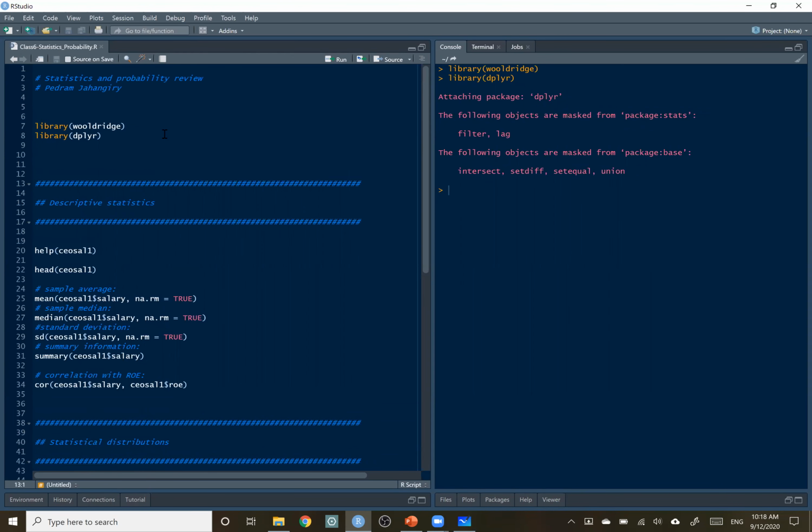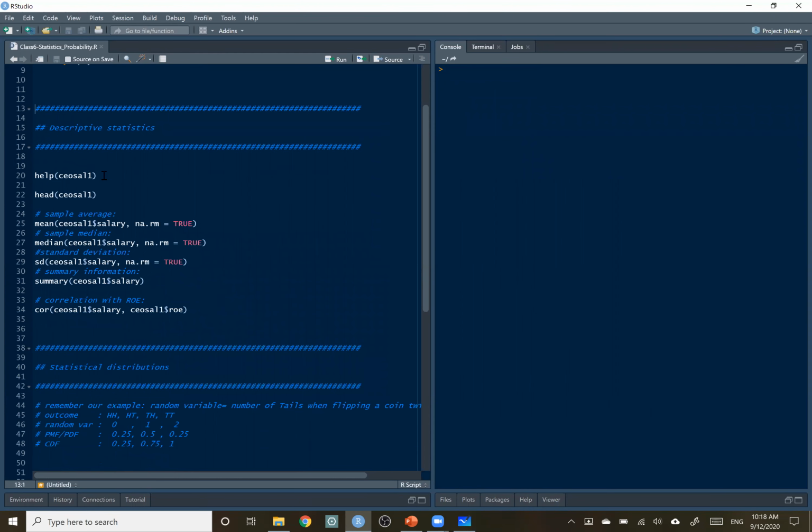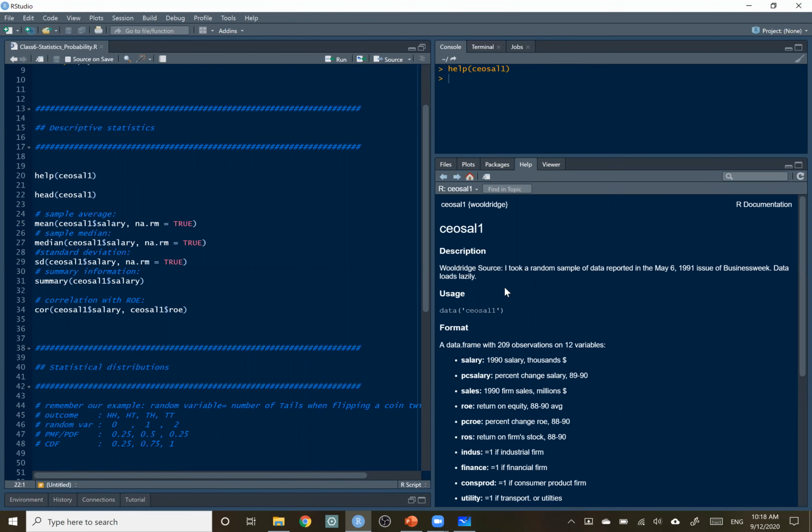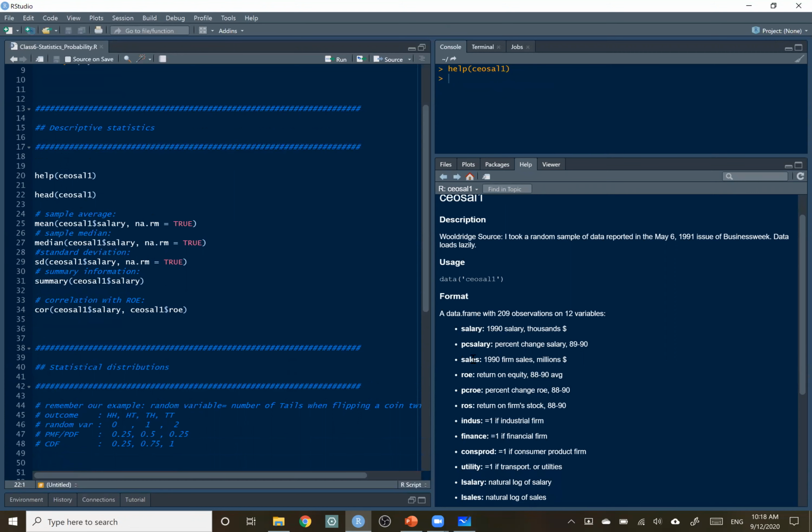All right, so let's quickly load these couple of libraries. I already loaded them, so let's load them again. There's library wooldridge and dplyr, clear the console, and then move on. We're going to work with one of the data sets called CEO salary. So if you are curious to explore what ceosal1 is, it's a Wooldridge data source, and it is actually reporting the salaries for CEOs. So it has 209 observations with 12 variables. And these are 1990 salaries, by the way.